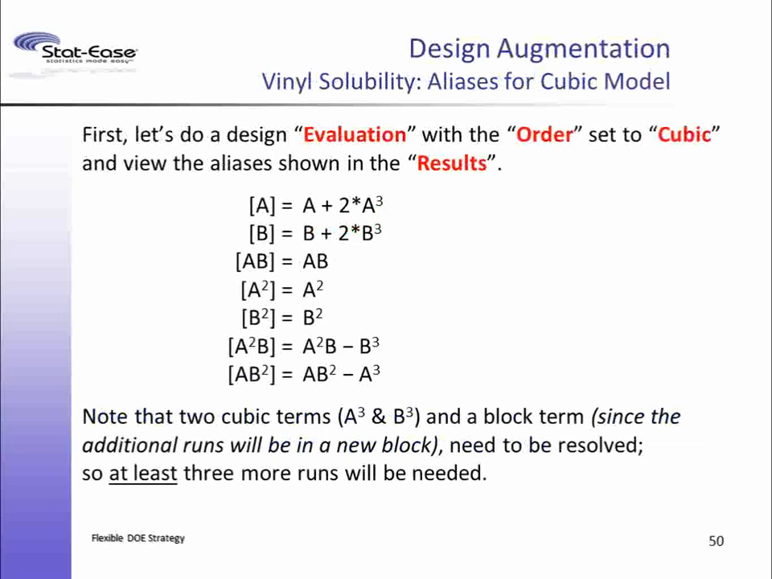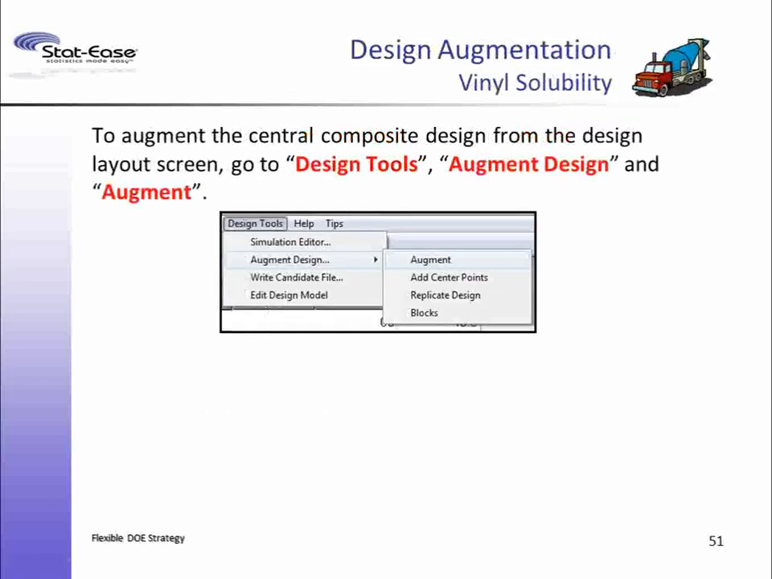So first of all, looking at the design evaluation for this central composite design for a cubic model, you can see that those cubic terms, the A cubed term, are aliased with the linear terms. The B cubed term is aliased with the linear B term. Also, those cubed terms are aliased with some of the other cubic terms, so A squared B and AB squared. So we really need to split apart these two terms, the A cubed and B cubed, and also we need to estimate the block term. So at least 3 runs are needed, and we're actually going to default to 6.